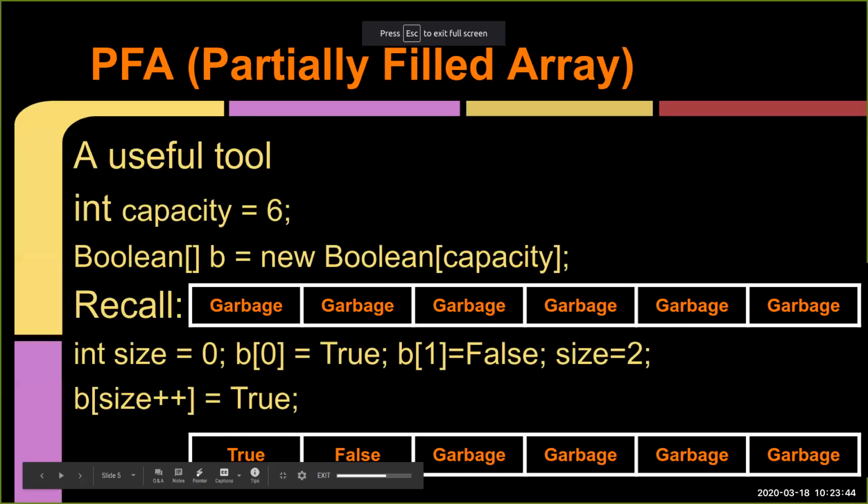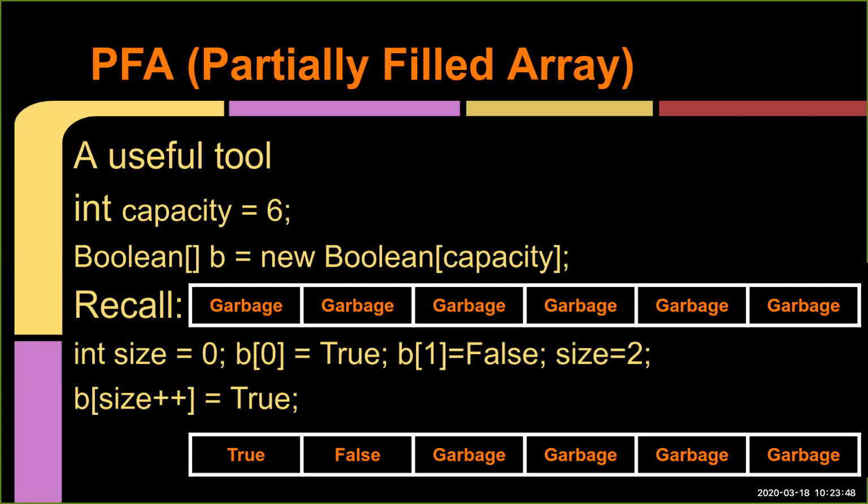So that's partially filled arrays. And that's really how everyone should use arrays: keep track of where you have data that you're using, where there's garbage, and where there's data that's valuable too.